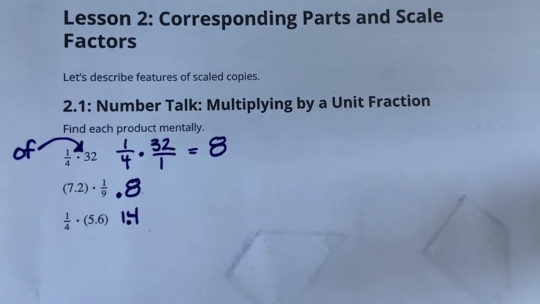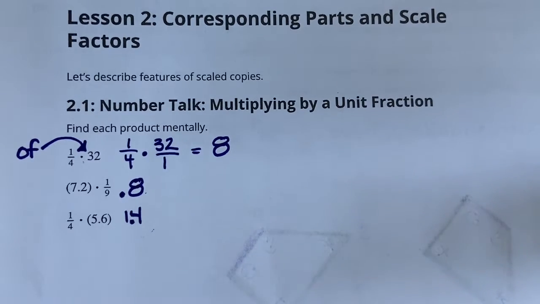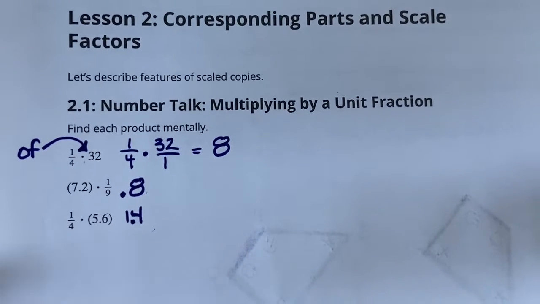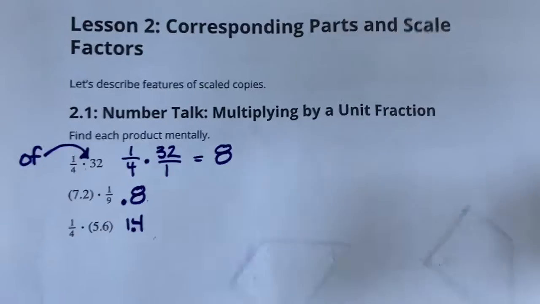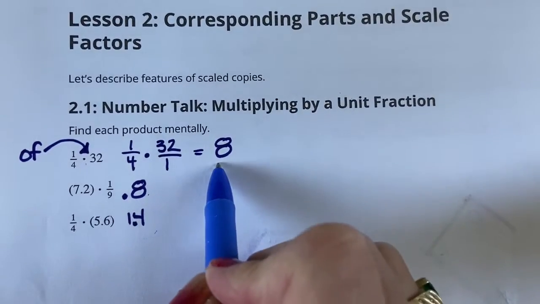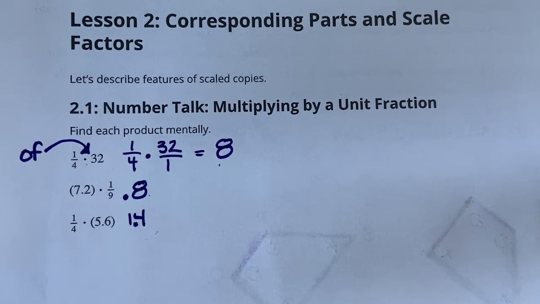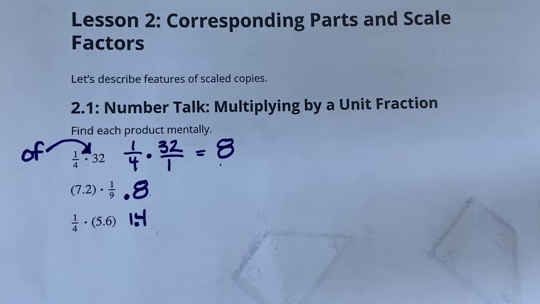So just real quick, remember that times always means of. So this is asking me to find the product mentally. If I said what is 1/4 of 32, that means 4 times what gives me 32, and that would be 8. Or it's just 32 divided by 4. If I have a fourth of something, it means I'm dividing by 4, okay?